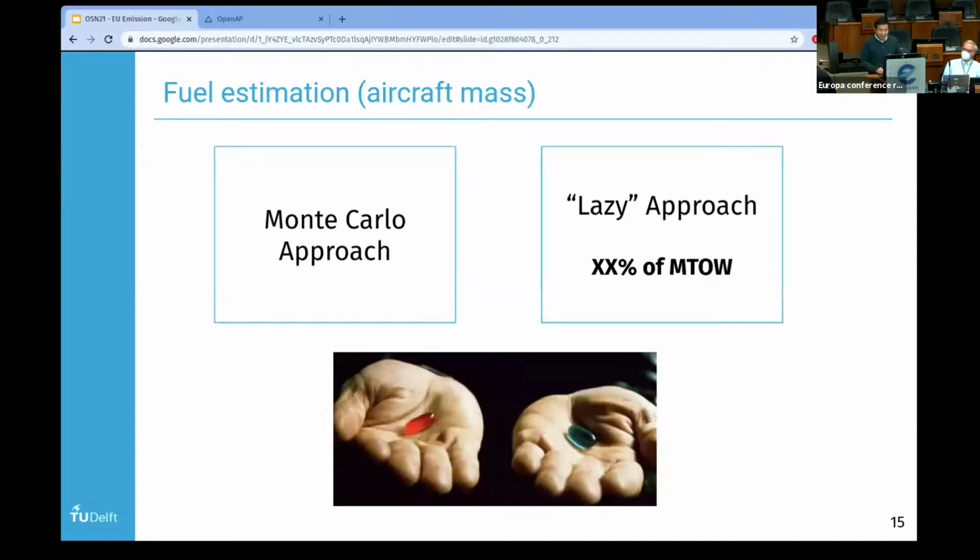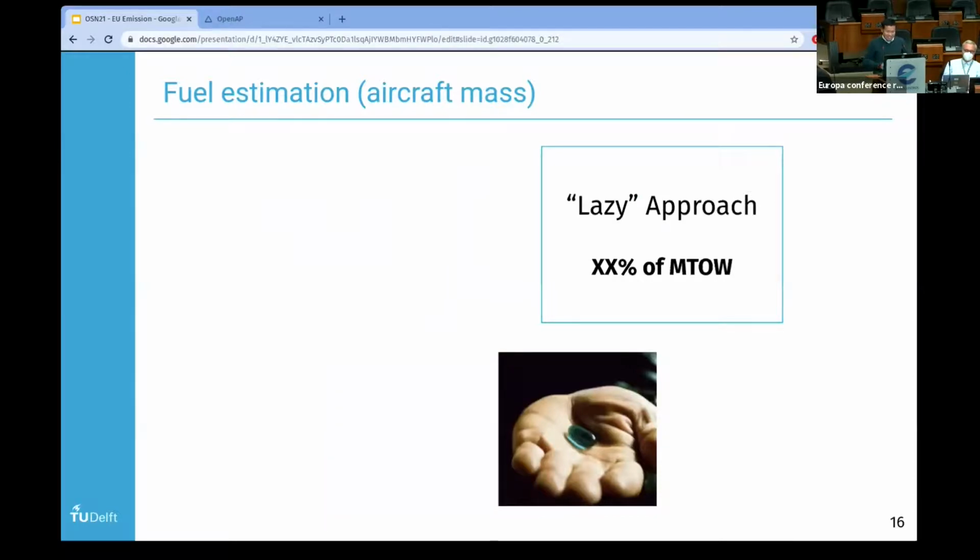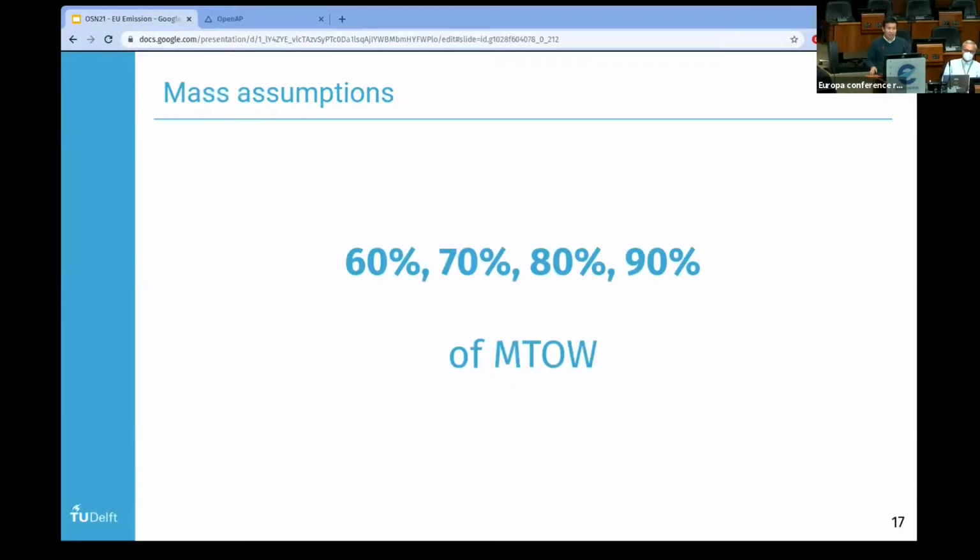I want to take my scientist hat off a little bit and put my engineering hat on. Many times, a good engineer is also a lazy engineer. So I'm going to take the lazy approach, taking a certain percentage of aircraft mass. In this research, we take 60%, 70%, 80%, or 90% of the maximum takeoff weight of each aircraft in each trajectory, and we calculate the fuel consumption. So how do we do this?